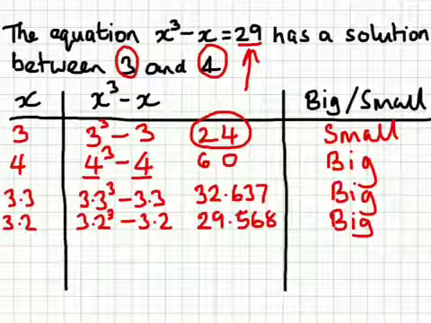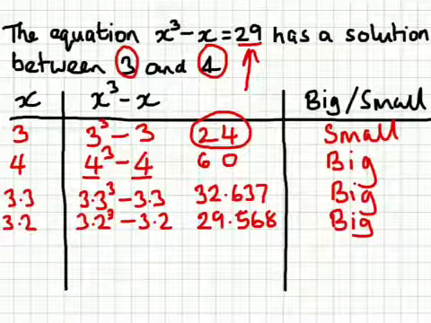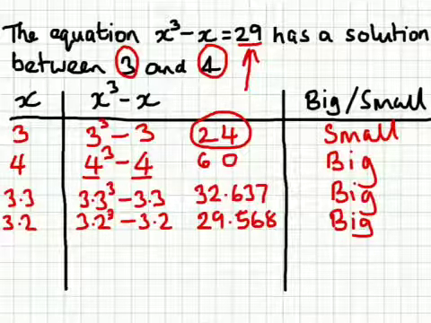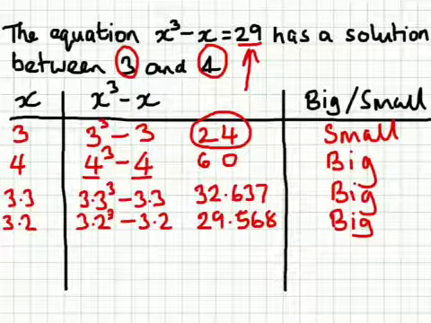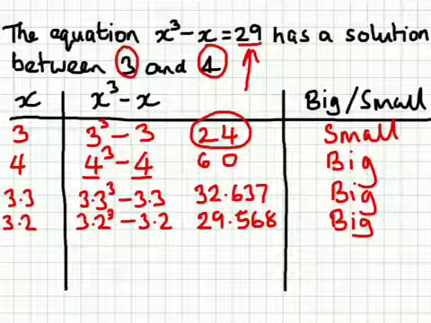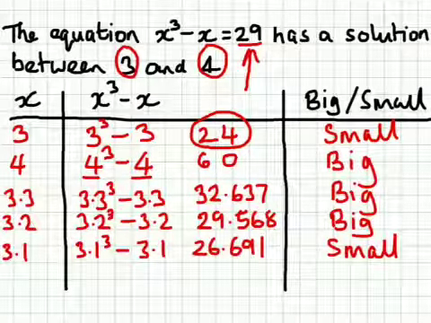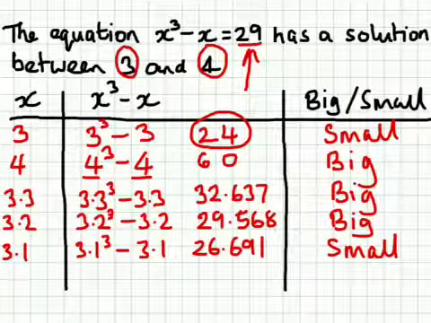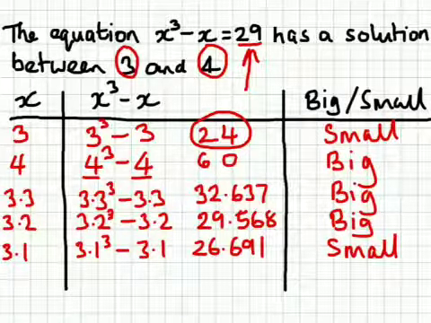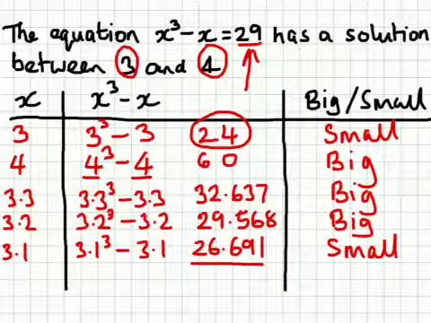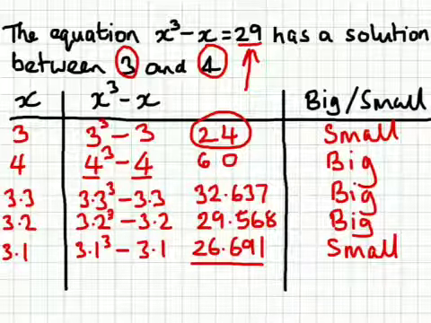My next step is to use 3.2, because I don't want to make big jumps in case I miss something. So I try 3.2, and as you can see, it gives me 29.568, which is again too big. 29.568 is really close to 29, which is what I'm trying to get to. So I need to try 3.1 just to make sure that it is too small. And as you can see, we get 26.691, which tells me it is too small.